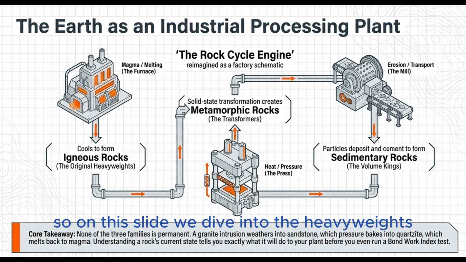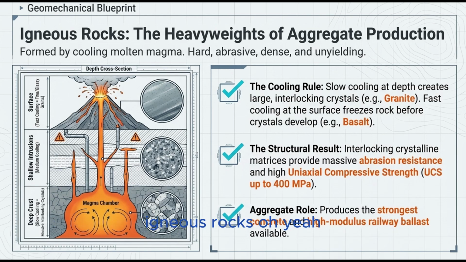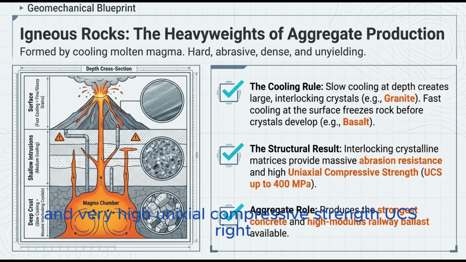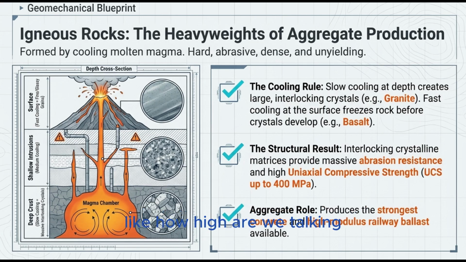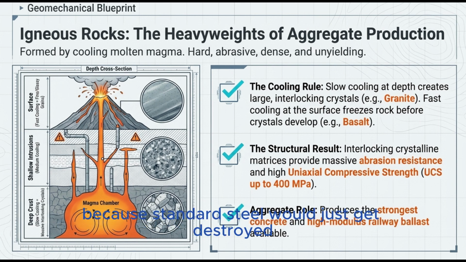Right. So on this slide, we dive into the heavyweights, igneous rocks. Oh, yeah. Granite and basalt. Because of how they cool, they require massively high energy crushing. They have huge abrasion resistance and very high uniaxial compressive strength. UCS, right. Like, how high are we talking? We're up to 400 megapascals. Oh, wow. That is massive. It is. So that mandates heavy-duty jaw crushers for the primary stage and cone crushers for secondary and tertiary, and you absolutely need high-manganese cast steel liners. Because standard steel would just get destroyed.